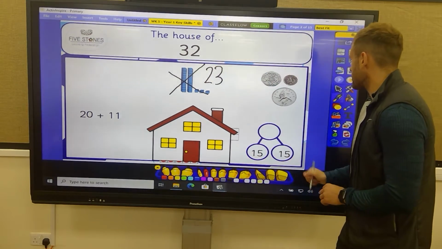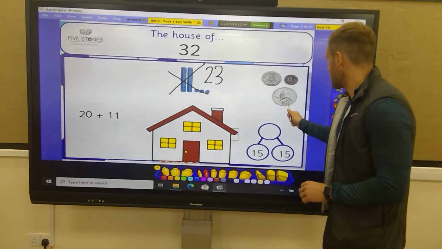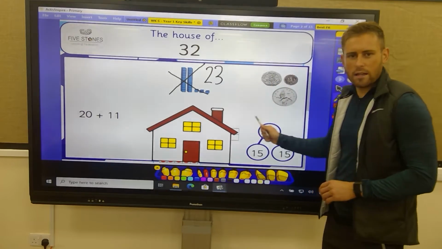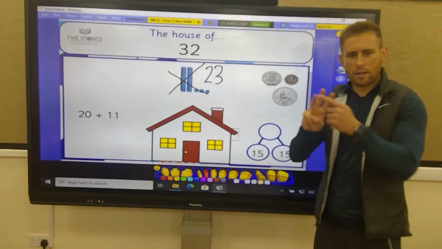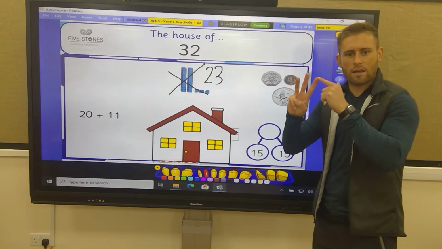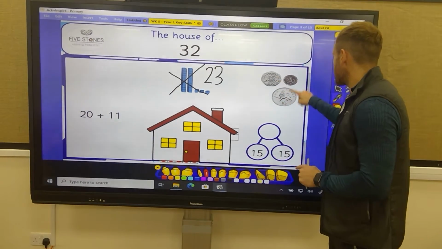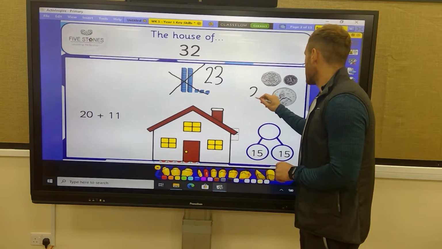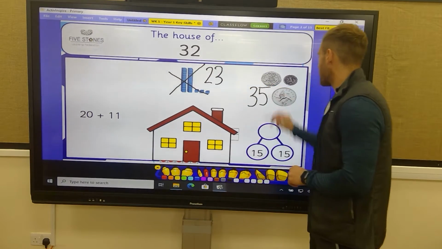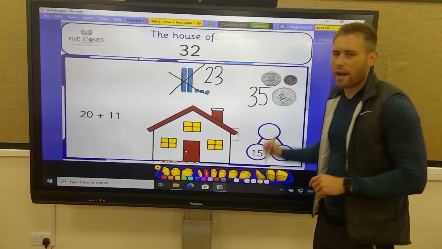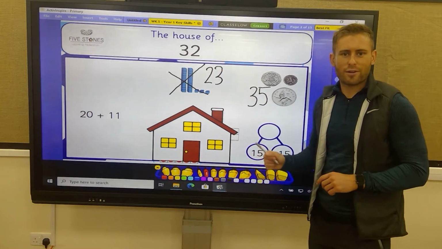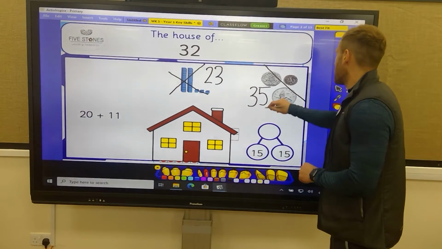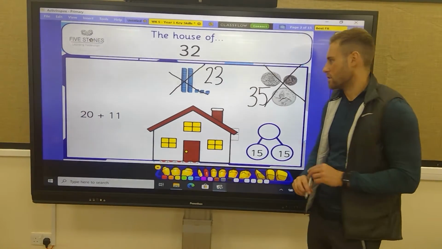Shall we move to the coins? Right, so we've got 20, 10 and 5. We've got 2 tens and one more 10. 3 tens. 10, 20, 30, 35. What does 35 look like again? A 3 and a 5. 35. Can 35 enter our house of 32? No, we've got too many. So no, our 35 can't enter our house of 32.